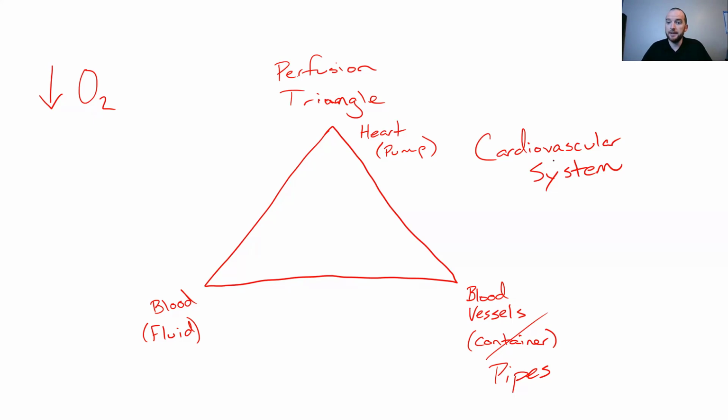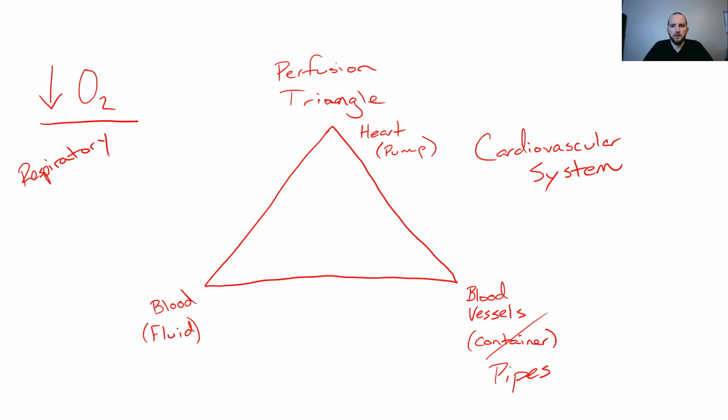And hand in hand with the cardiovascular system, it's not immediately a part of the perfusion triangle, but the heart and blood vessels and blood are useless if we don't have a respiratory system that's able to actually get in the oxygen. So anytime we talk about the cardiovascular system, we have to remember it's so intertwined with the respiratory system. You can't have one without the other or the whole system fails. So we're going to put the oxygen to the side for a second. We're just going to talk about the pump, pipes, and fluid for the perfusion triangle.